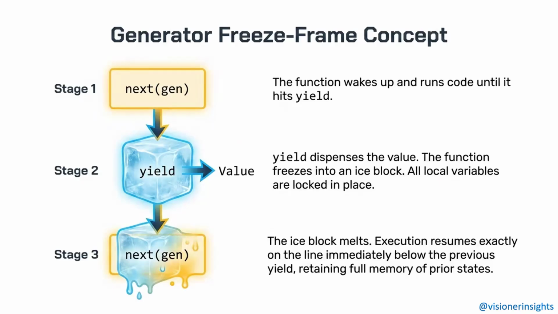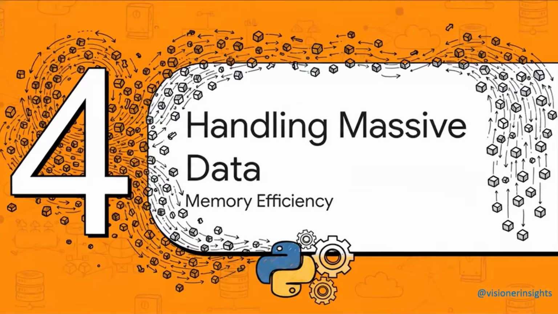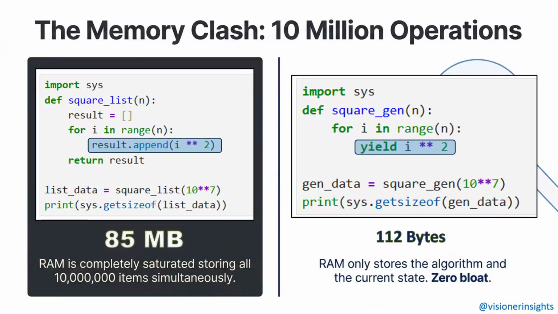Section 4, handling massive data. Let's put this freeze frame magic to the ultimate test and look at some real-world code applications. I really want you to look at these two numbers, 112 bytes versus 85 megabytes. 112 bytes is roughly the size of a single short text message. 85 megabytes? That's a heavy, high-quality music album. This is the literal difference in memory consumption when calculating the squares of 10 million numbers in Python. Let's look at the code that creates this massive discrepancy.